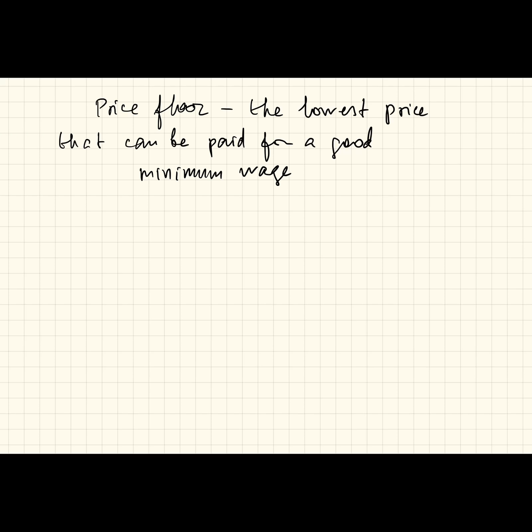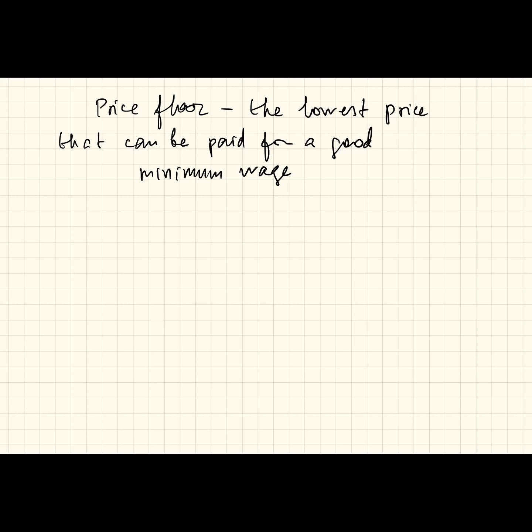The classical example of price floor is the minimum wage. Wage is just the price of labor. So generally speaking, it is the minimum price that businesses can pay to workers when buying their labor, buying their time and skills.